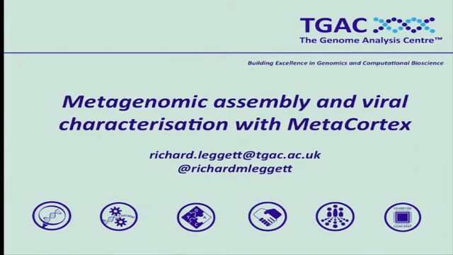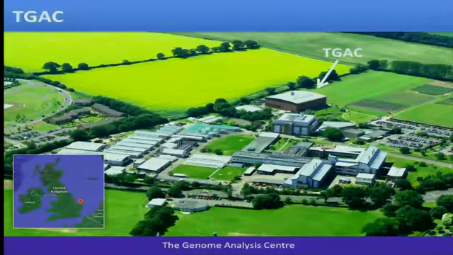I'm going to talk about a tool that we've been developing at TGAC on and off really for the last couple of years called MetaCortex, which is a development of the Cortex assembler sort of aimed at metagenomic data. And then I'll talk about a particular viral project we've applied it to.